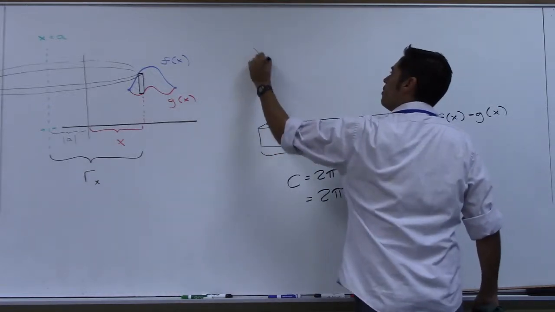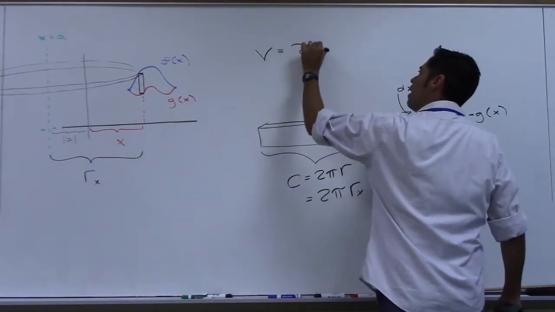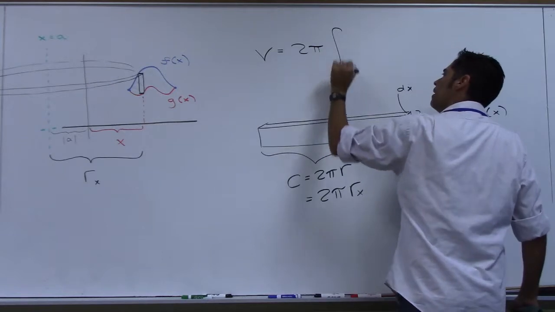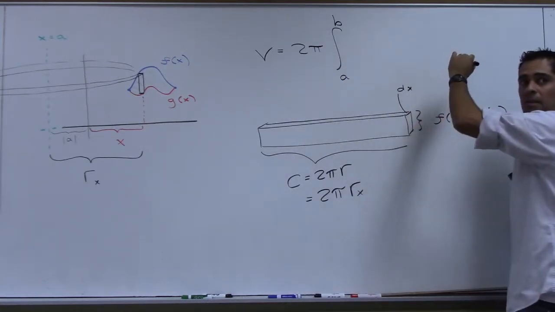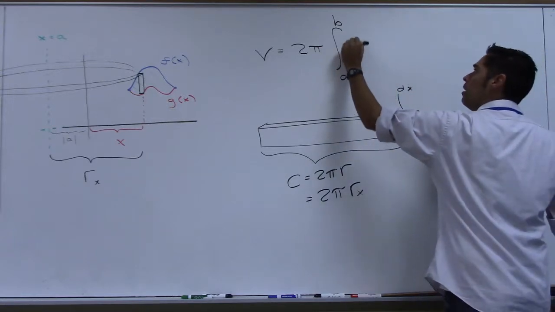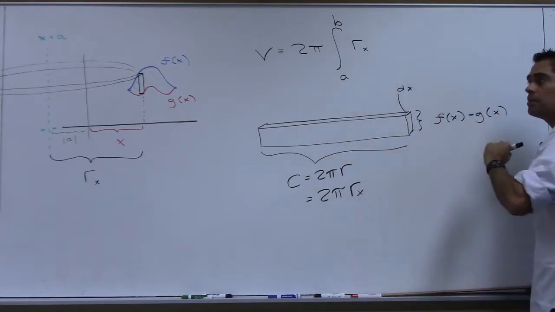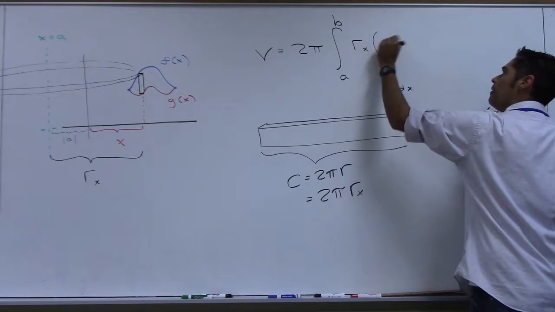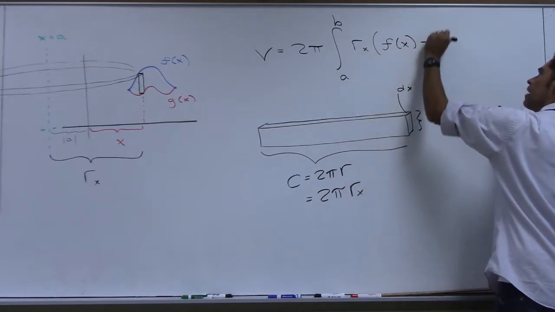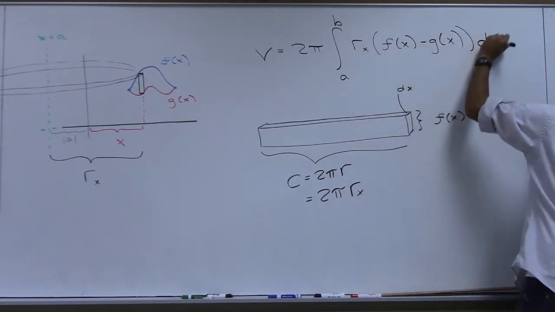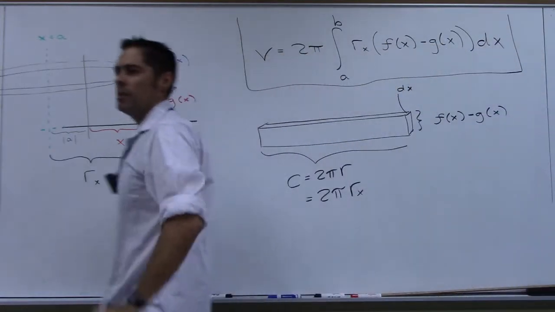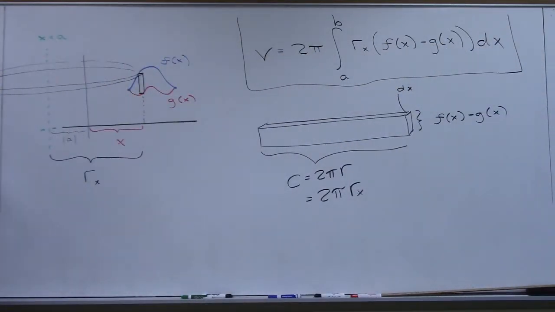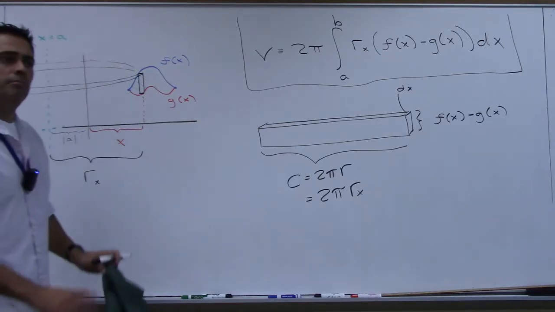So the volume of that solid of revolution would be 2 pi. That will always come out. A to b. And then instead of me writing x f of x like we did last class, I'm going to put r sub x. That's the radius. And then f of x minus g of x dx. And that's the big daddy formula for cylindrical shells. Any questions on where any of that comes from?